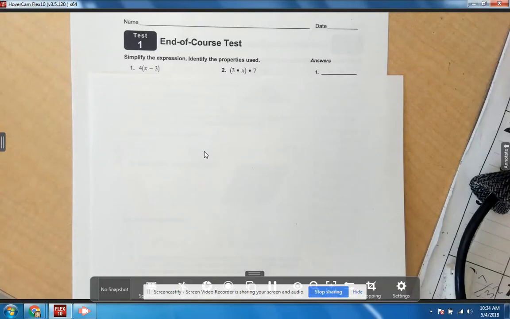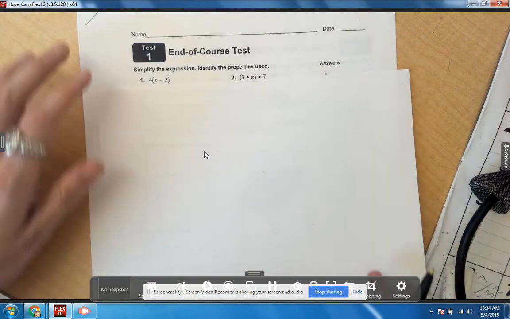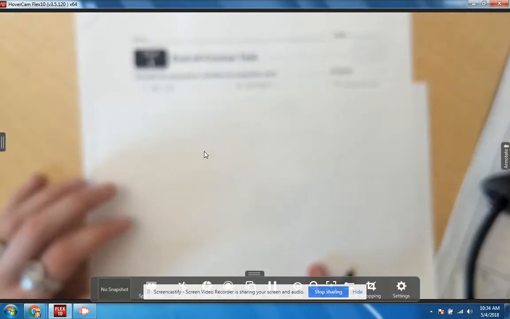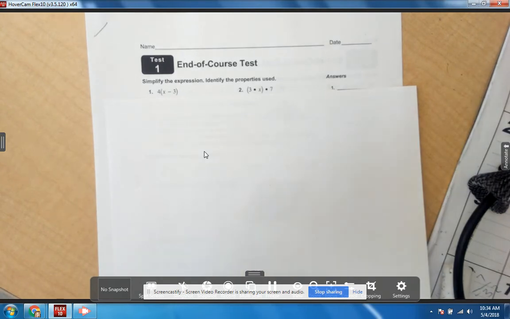So I'm going to go over this. This is a good prep for the MCAS because it's basically everything I've taught you this year. It's the end of course test, so this is just for a review. So the first part, it says simplify the expression and identify the properties used.